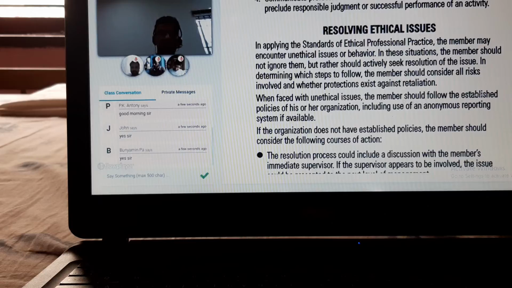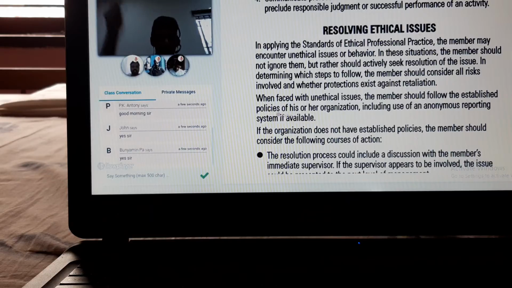Members should follow the established policies of their organization, including the use of an anonymous reporting system if available. If the organization does not have established policies, members should consider any or all of the following courses of action. One, discuss the issue with the immediate supervisor unless he is involved. If he is involved, go to the next higher level.